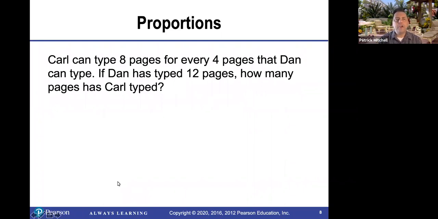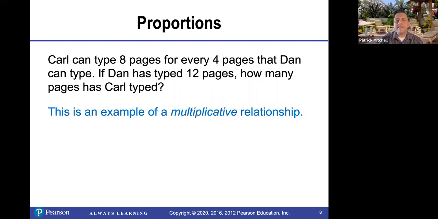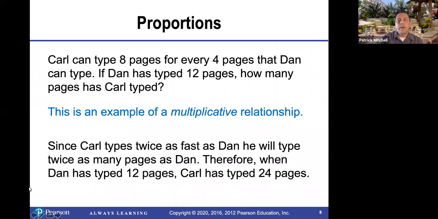Here's another example. Carl can type 8 pages for every 4 pages that Dan can type. If Dan has typed 12 pages, how many pages has Carl typed? This is an example of a multiplicative relationship. So the 2 people are not typing at the same rate. Since Carl types twice as fast as Dan, that's given by this first sentence, he will type twice as many pages as Dan. Therefore, when Dan has typed 12 pages, Carl has typed 24 pages.